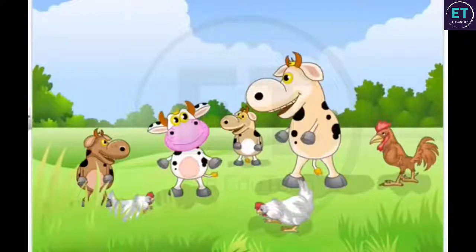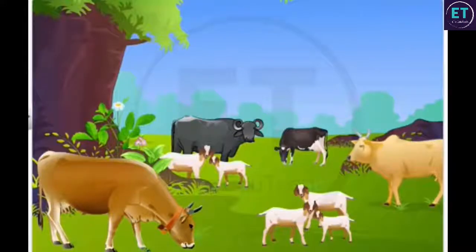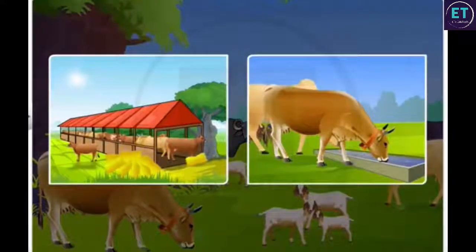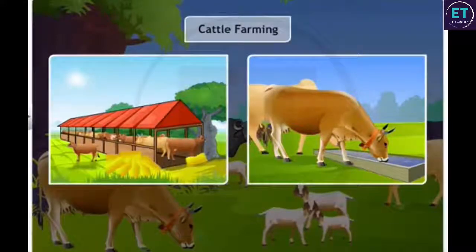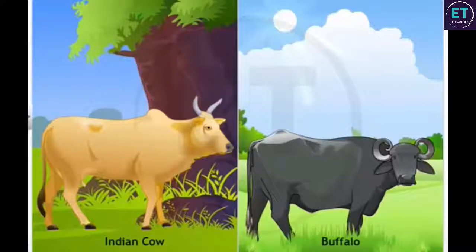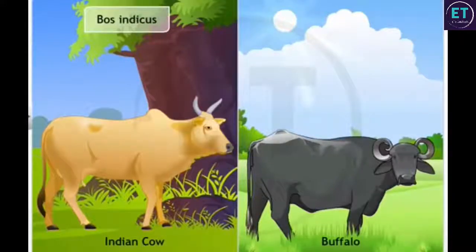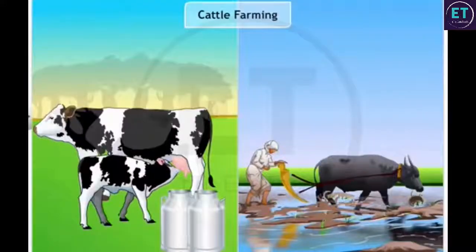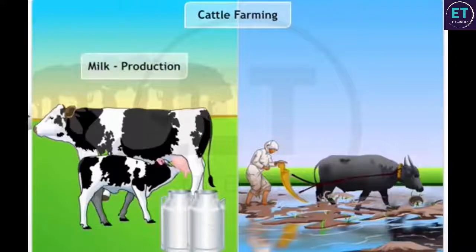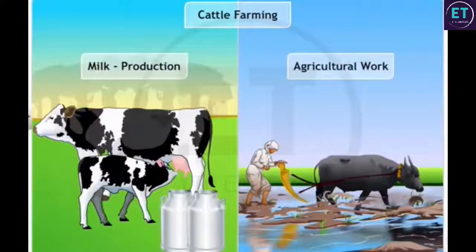Looks like Moo has found her friends and a lot of new people as well. As you can see, along with cows, cattle include buffaloes, goats, and sheep. The practice of rearing cattle by providing facilities for raising livestock is called cattle farming. Two major species of Indian cattle are Bos indicus, or cows, and Bos bubalis, or buffaloes. Cattle farming is done for milk production and agricultural work.